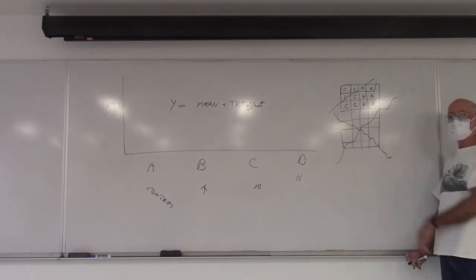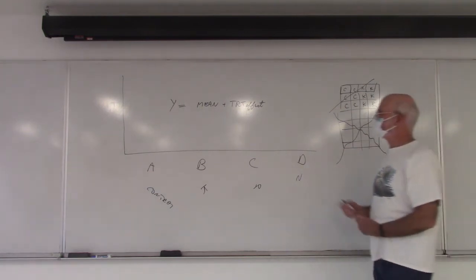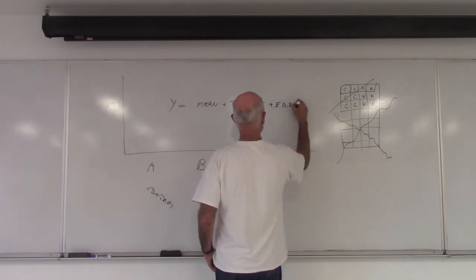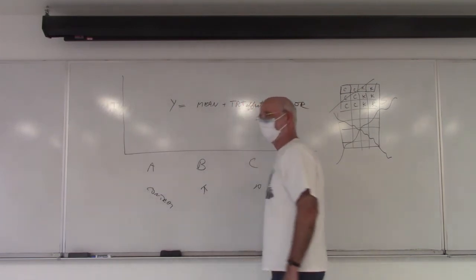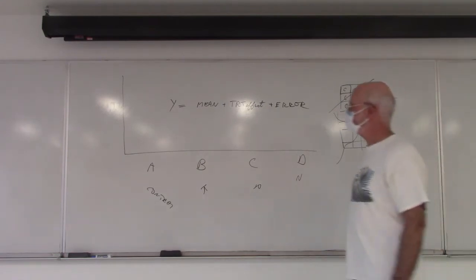Those pigs moving through are causing error in your data. The bunny rabbit is causing error. Overspray is causing error. So plus, to this, we're going to add error. Okay?